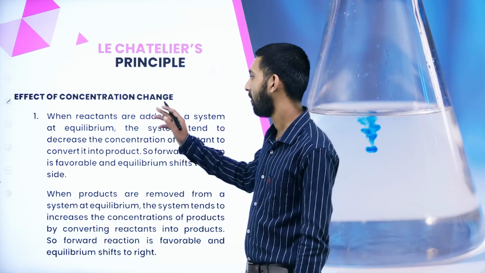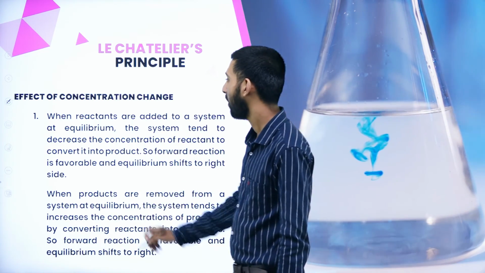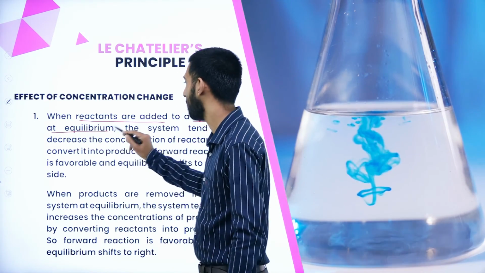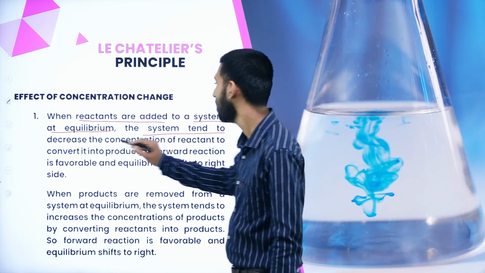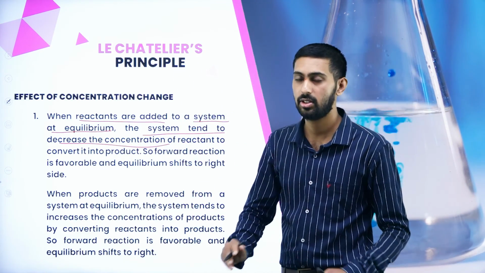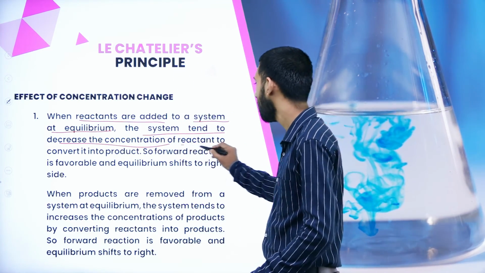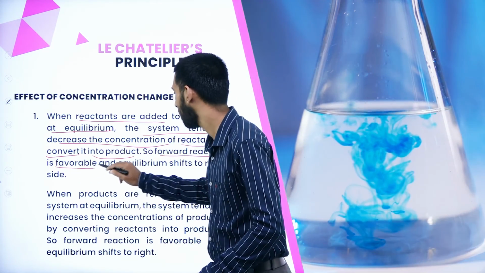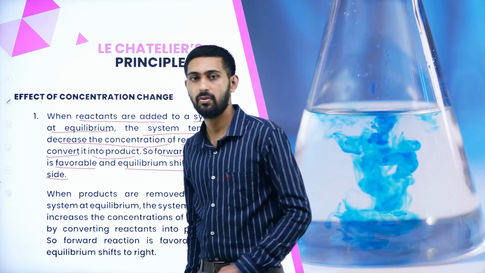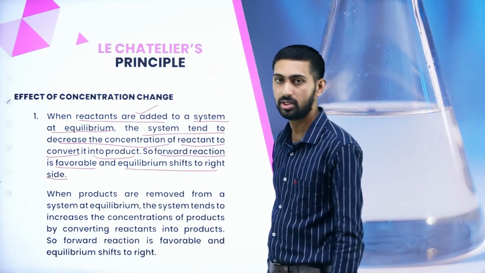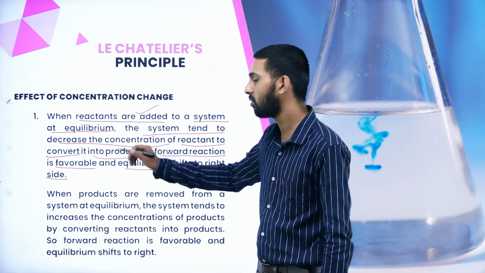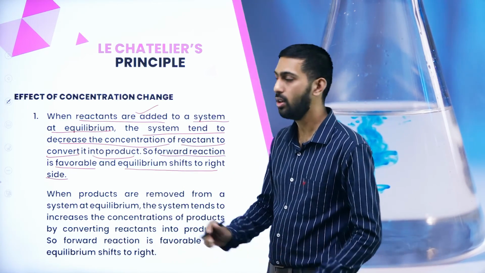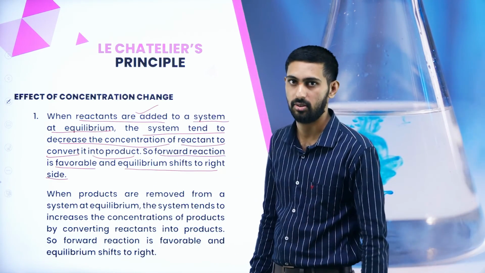Next thing is the effect of concentration change. What will happen when reactants are added to the system at equilibrium? The system tends to decrease the concentration of the reactant by converting it into product. So the forward reaction is favorable and the equilibrium shifts towards the right. When the system tends to decrease the concentration, reactants are converted into products, so it is a forward reaction.